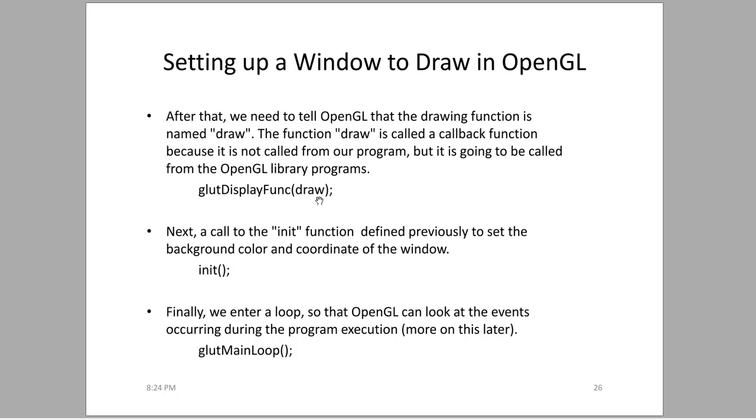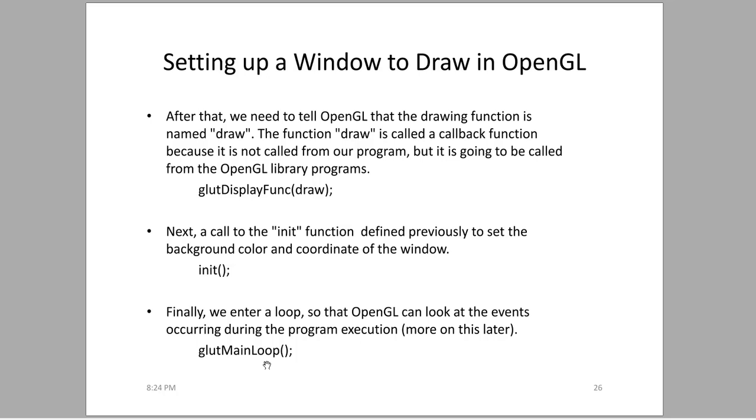Then we will have the same init function which we defined before, so that will be after that. And finally, this is the very final statement, glutMainLoop, which says that you continue doing this repeatedly again and again. Okay, so it will draw something, and then it will repeat that. It will call the draw function again and again.